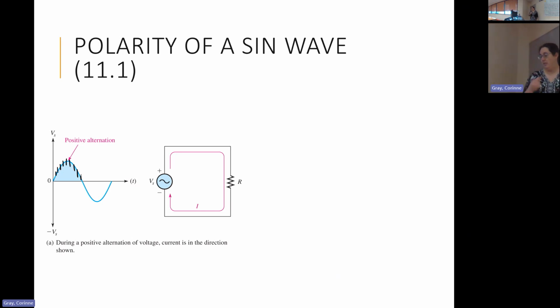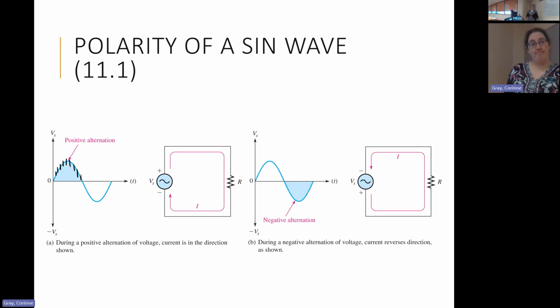If we have the negative part of the sine wave, what do you think happens to the current? Yeah, it's going to start going the other way. So instead of going clockwise, it now is going counterclockwise. And once again, if we knew the time in the equation for our sine wave here, we'd be able to actually calculate the numerical value that is being output here.